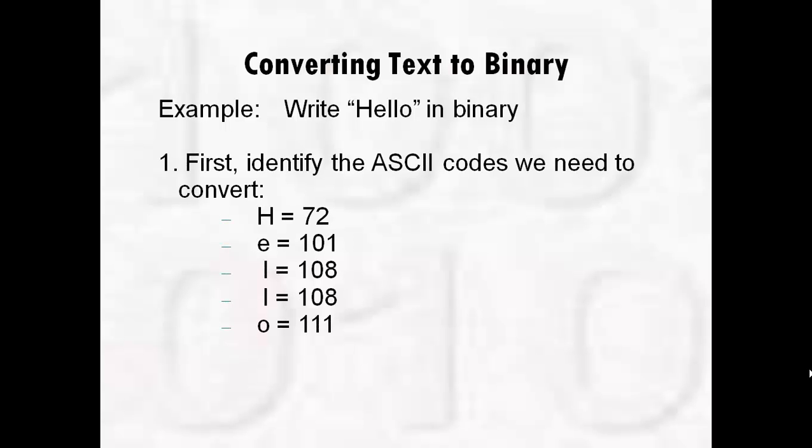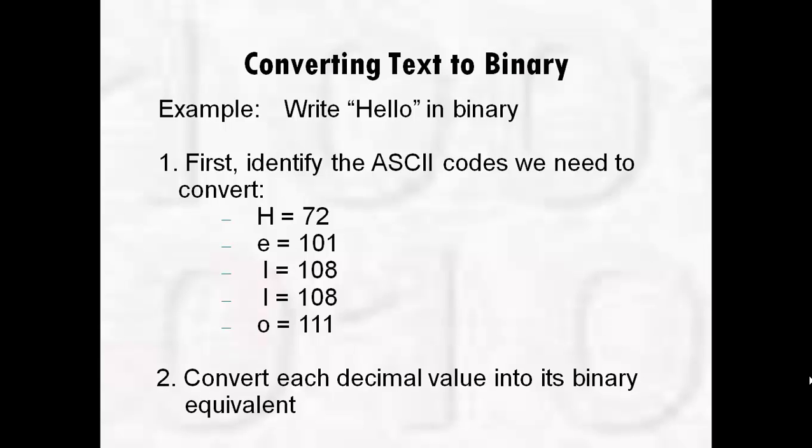So now we're going to show you how to convert our text into the binary values so that we can store it on our computer. And it's really quite easy. We're going to start by writing the word hello in binary. First, you have to identify the ASCII codes that we need to convert. So capital H was 72. Little e is 101, little l is 108, and little o is 111.